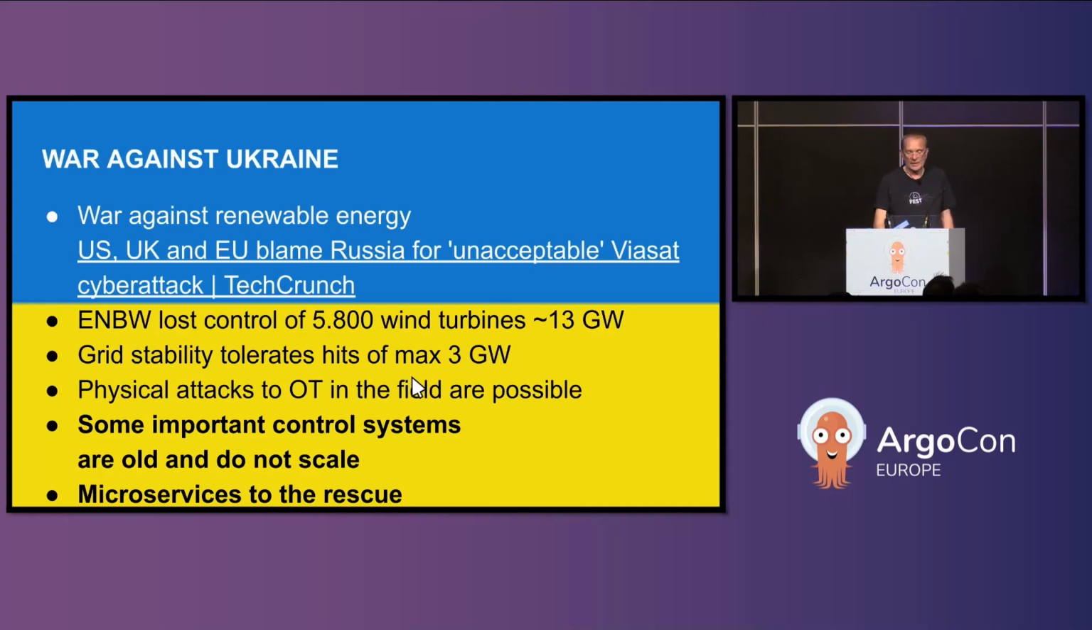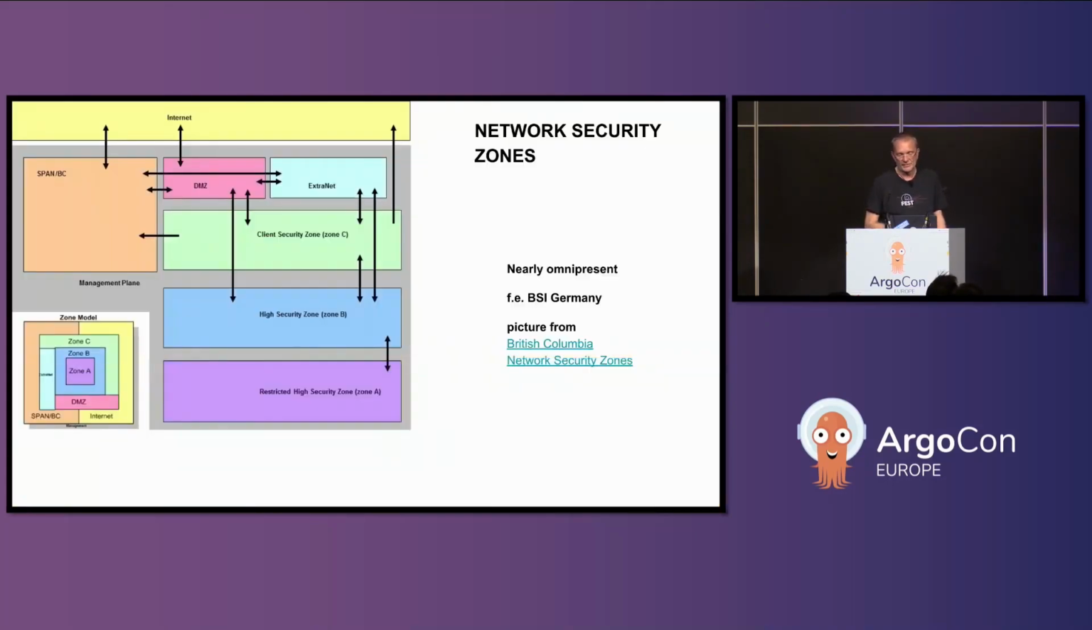Also, physical attacks on operational technology in the field are possible. We are seeing drones around power plants or transmission systems, and all the systems are quite old and do not scale. So the rescue is, in the long run, to use microservices.